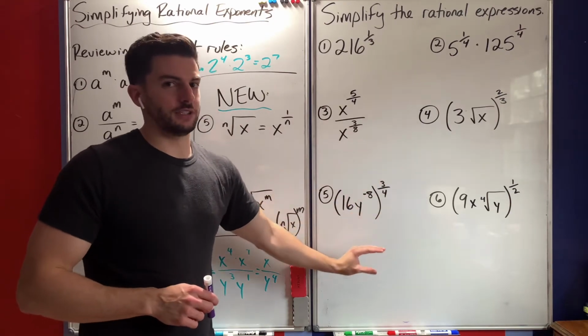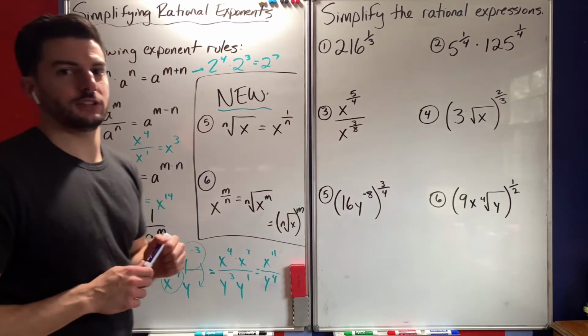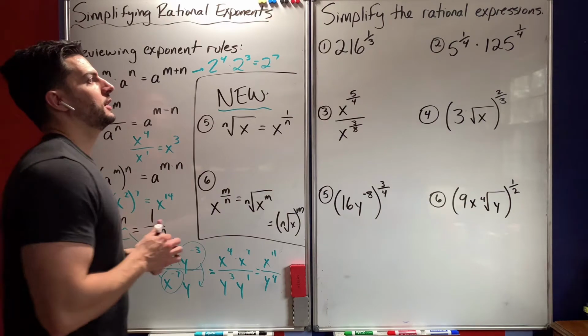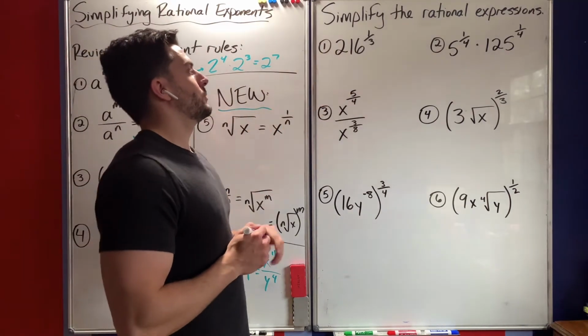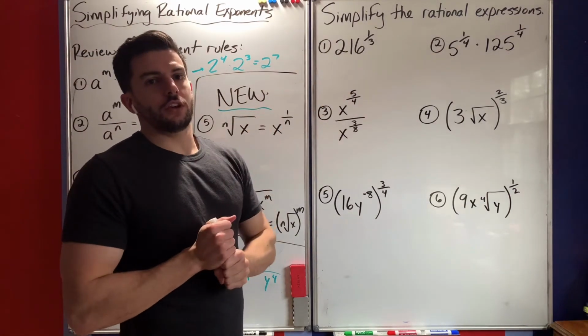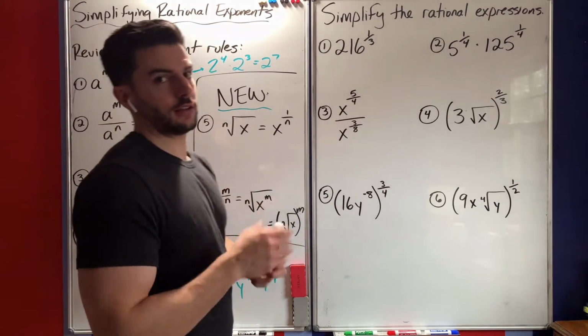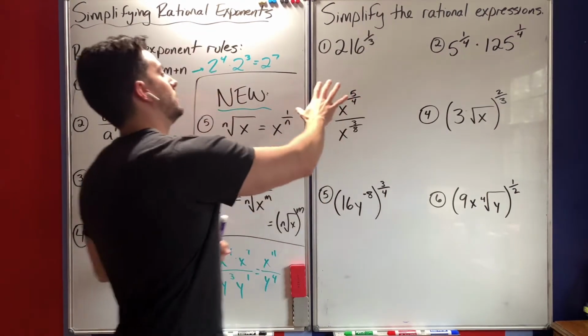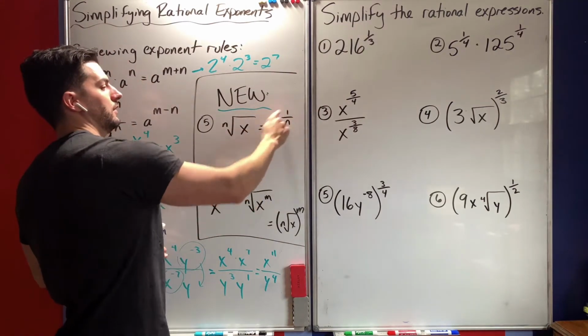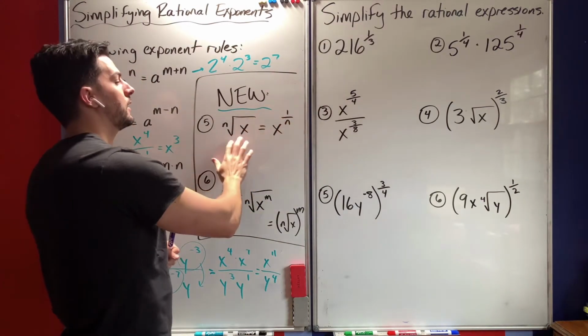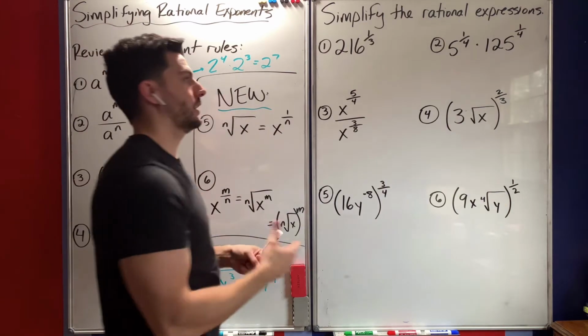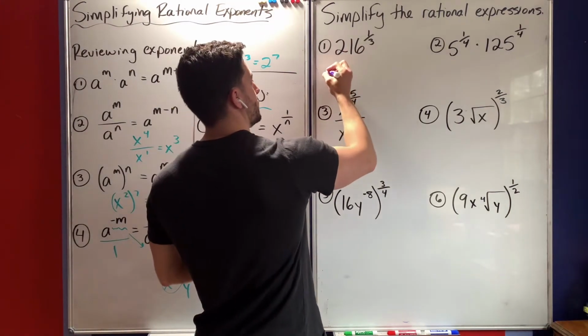Now, I know these look really scary, but I promise you guys will be able to handle these. Okay, so looking at this, number one, 216 to the 1/3 power. Again, this is hard to conceptualize just looking at this right now, but we can always convert between this fraction exponent form and this radical form. So it's going to help us to change this to radical form.